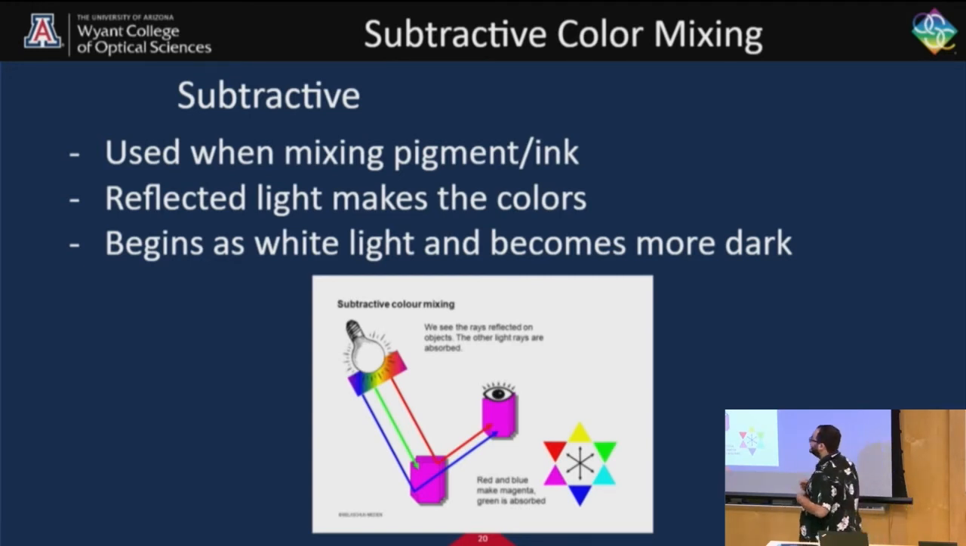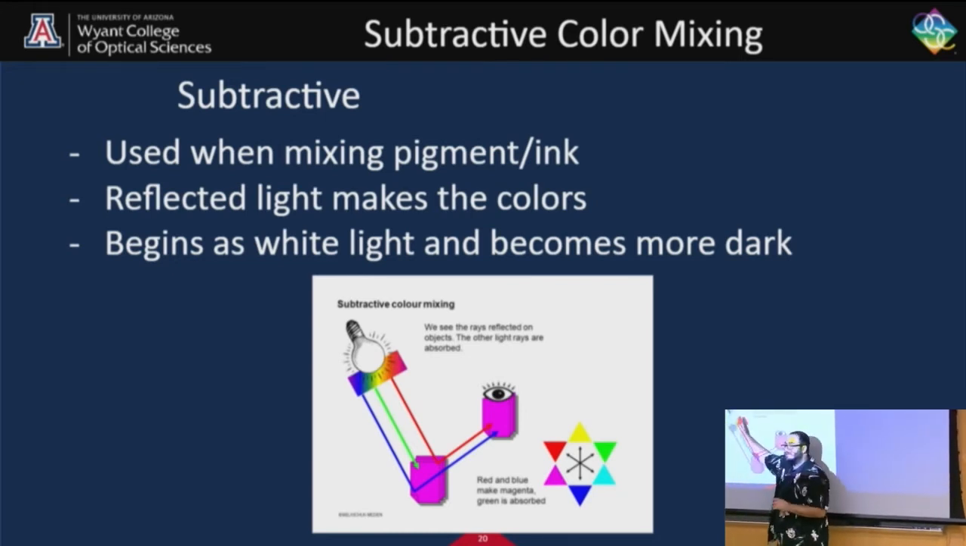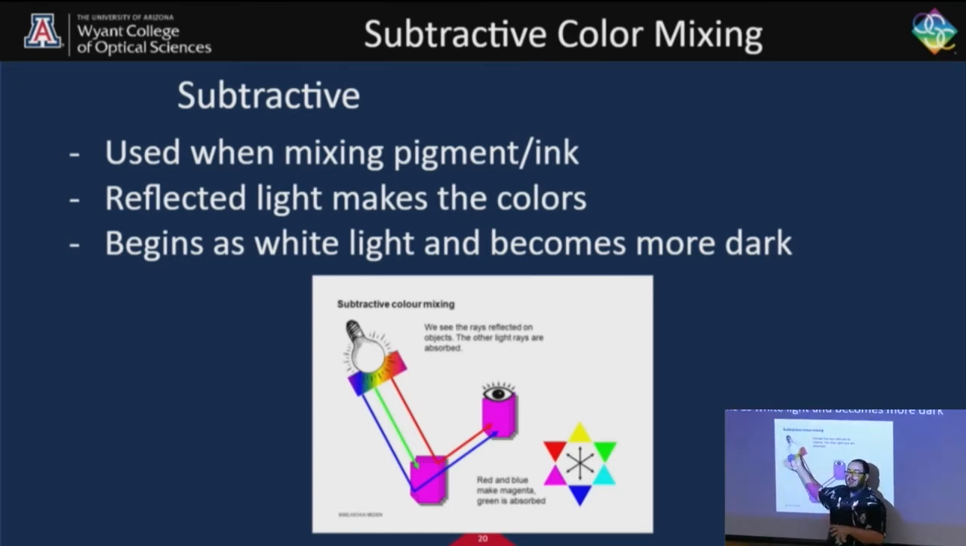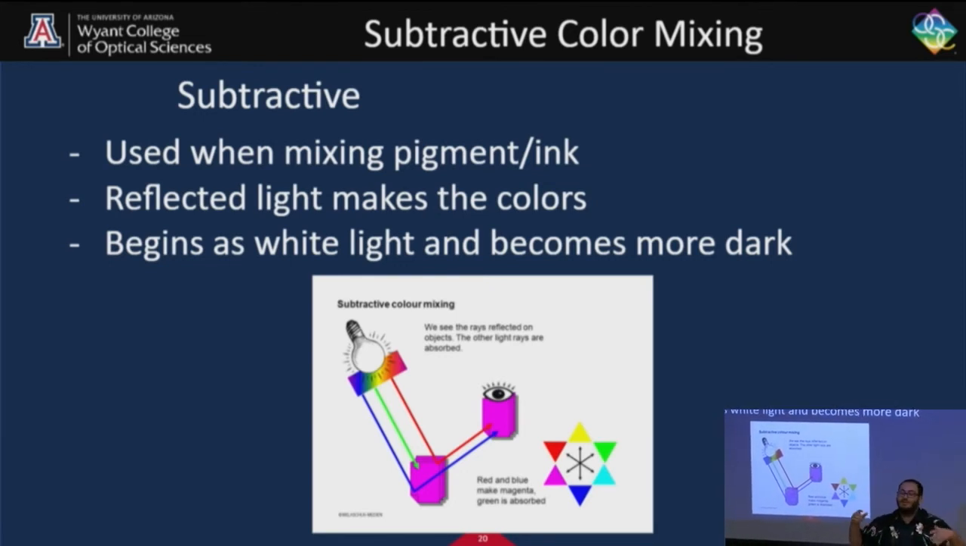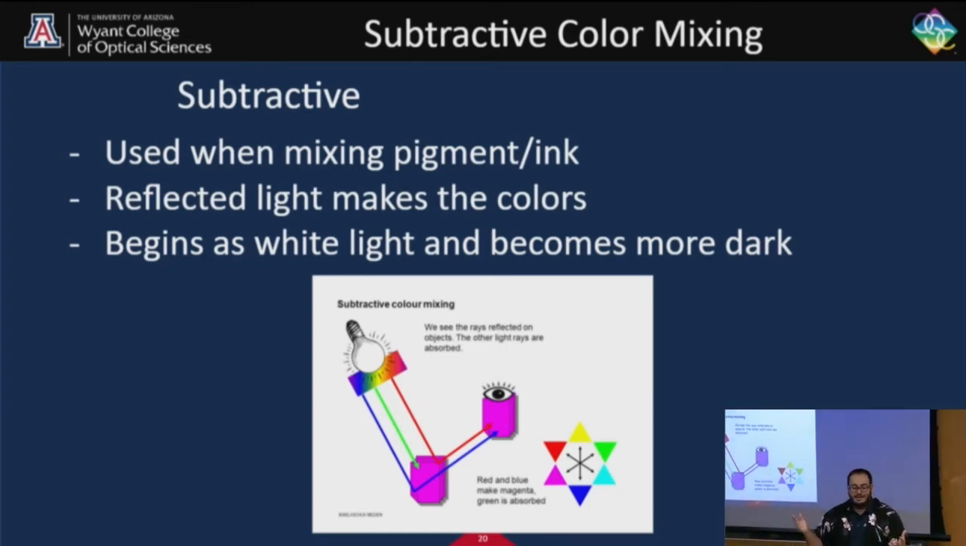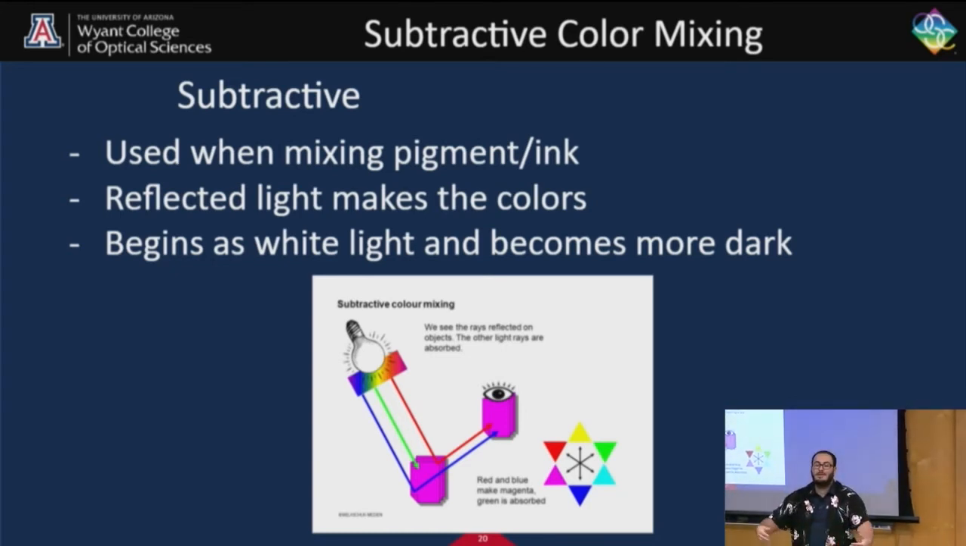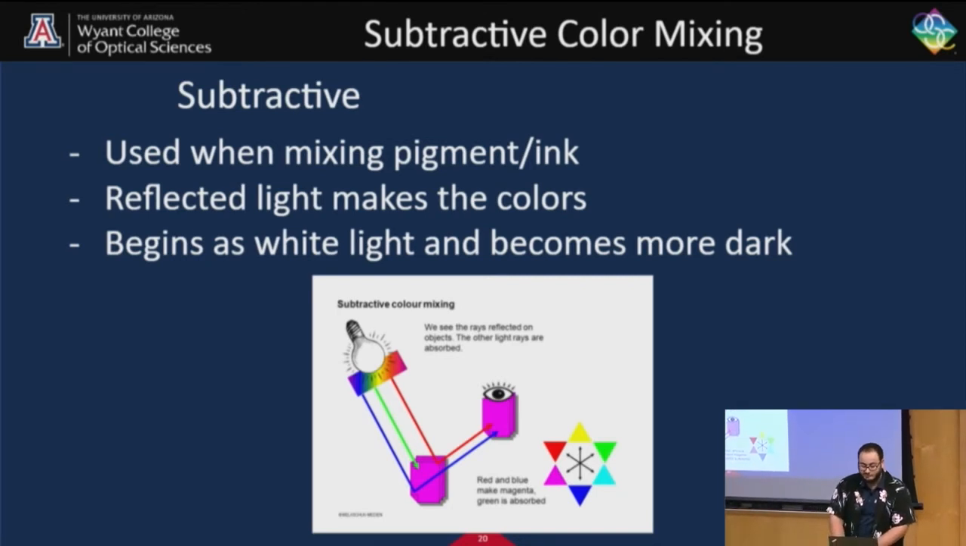So if you look at the diagram right here, we're going to take a big light bulb right here, that's going to shine white light. Now what happens when the white light comes in contact with a piece of paper that's purple? What's actually going on is it reflects blue and red light, so you are in fact only able to see purple, but it's actually absorbing every other color except for red and blue. And that's how you get subtractive color mixing. So you start out with this big white bright light, and then as you add more colors to it, it becomes darker and darker and darker.